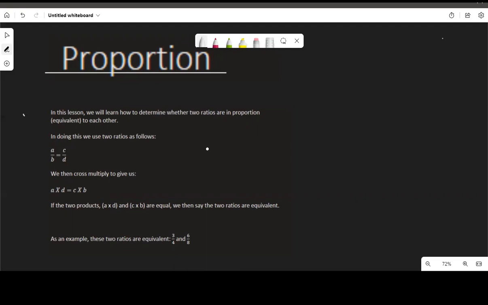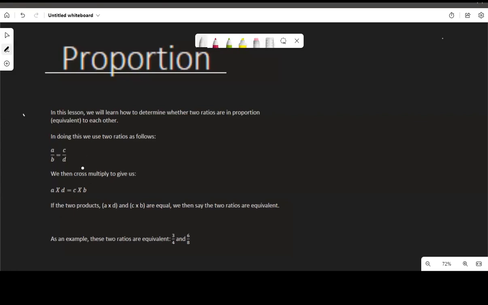In this lesson, we're going to compare two ratios to know whether they are equivalent or not. In doing that, we normally set the two ratios equal to each other, like A over B equal to C over D. We then cross multiply: A multiplied by D and C multiplied by B. If the answers are equal, then we say that the ratios are equivalent. That is, the product of A and D is equal to the product of C and B.